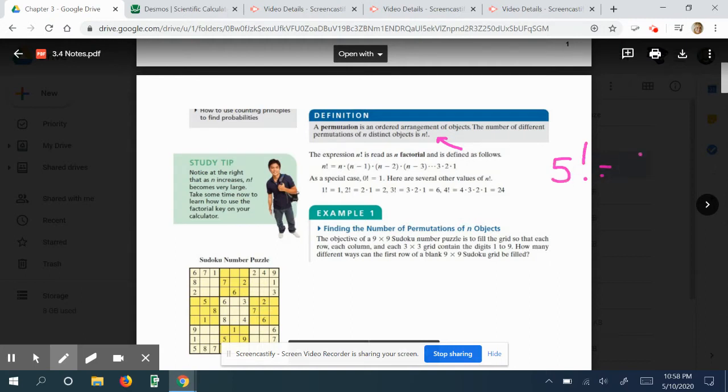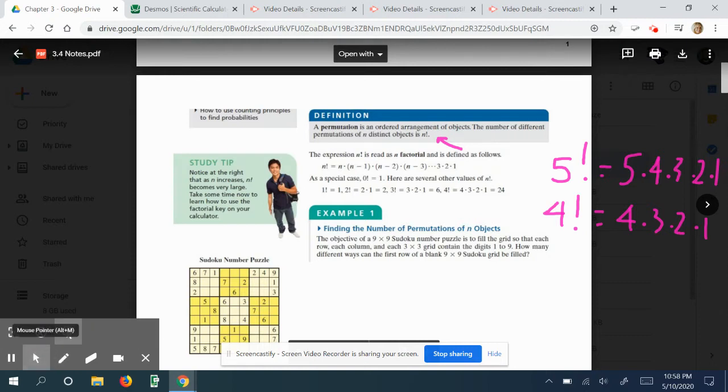5 factorial is 5 times 4 times 3 times 2 times 1. So basically, we're starting with the number, and we're multiplying by all of the numbers below it, right? So you can guess that 4 factorial is just going to be 4 times 3 times 2 times 1, right? So this can be super helpful, knowing these factorials, and they show up all the time.